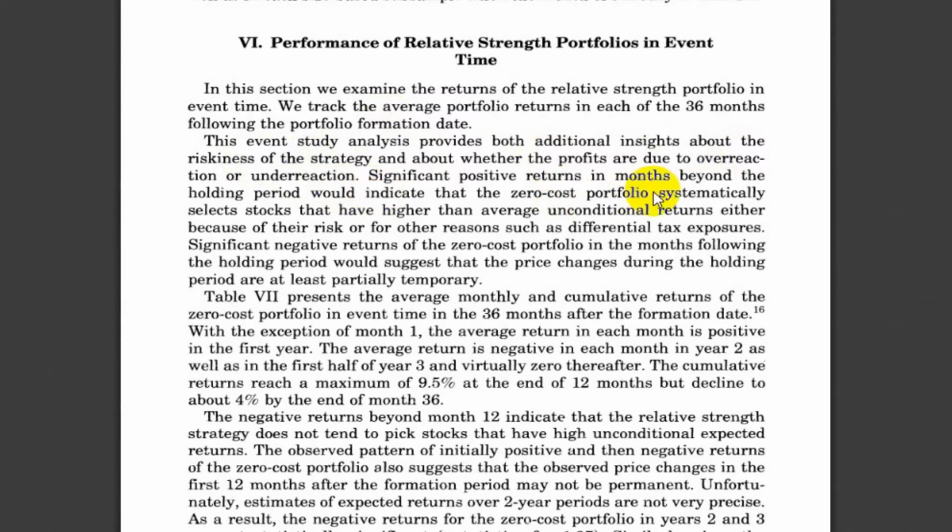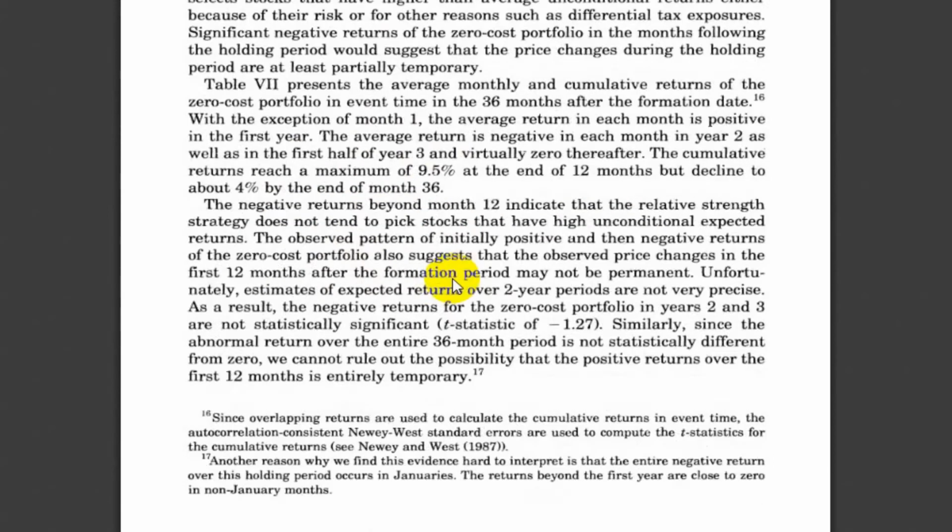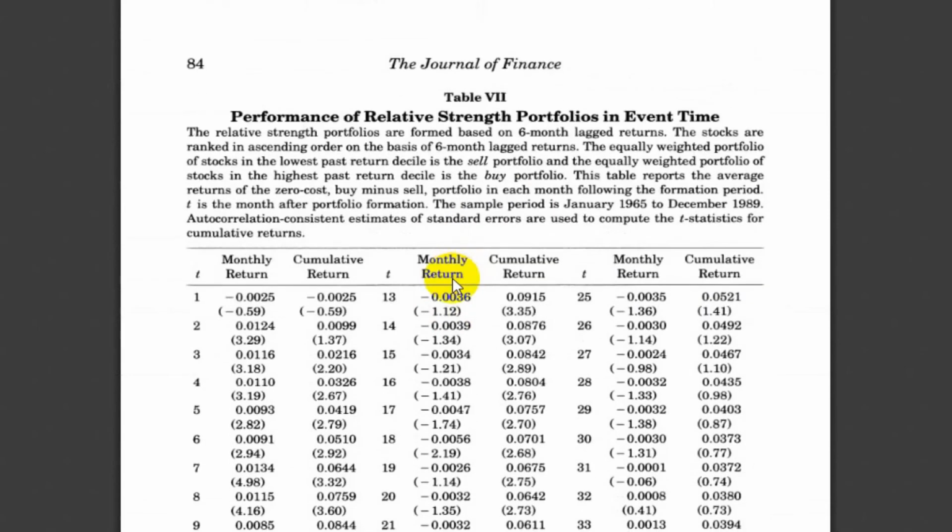And so if we find that the buy minus sell returns are significantly positive outside of the holding period, then we could infer that the reasons for these returns are either systematic risk or different tax exposures. And negative returns in the period following the holding period would indicate that the price changes during the holding period are at least partially temporary. So let's go down to table 7 where the results of this study are documented.